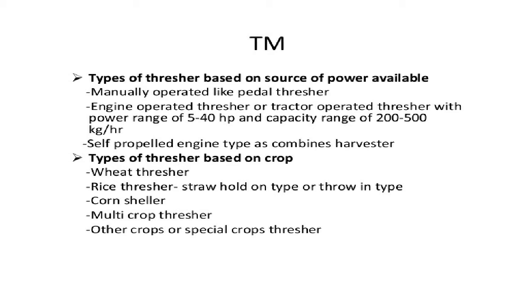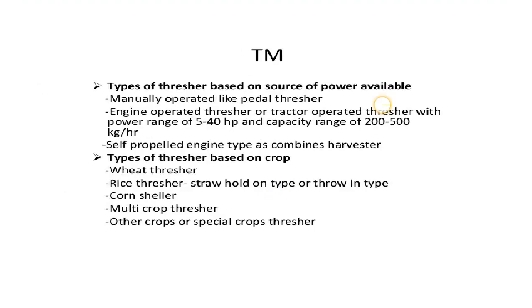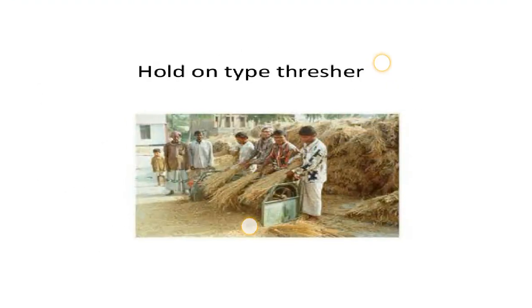Now the types of thresher based on the crops are wheat thresher, rice thresher, corn sheller, multi-crop thresher, and other crop or special crops thresher. These are the types of thresher.